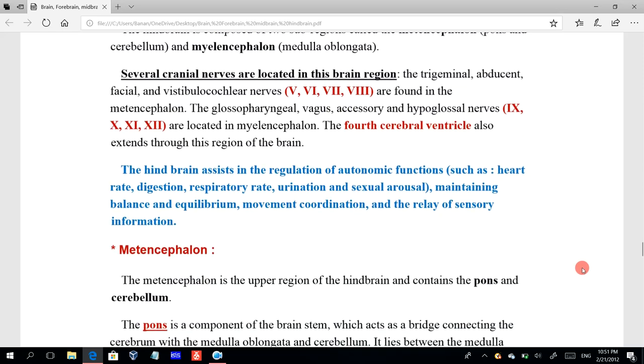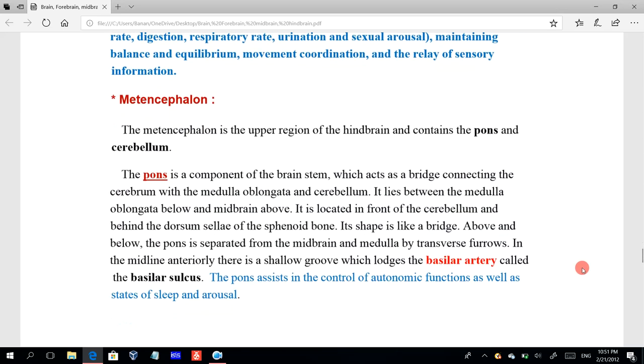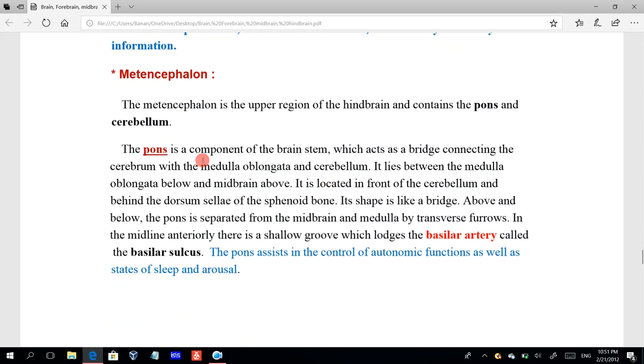Now a few points about each subdivision of the hindbrain. Regarding the metencephalon, the metencephalon is the upper region of the hindbrain and contains the pons and cerebellum, as we said. The pons, a bridge, is a component of the brain stem, which acts as a bridge connecting the cerebrum with the medulla oblongata and cerebellum. So the pons connects the cerebrum with the medulla oblongata and cerebellum.